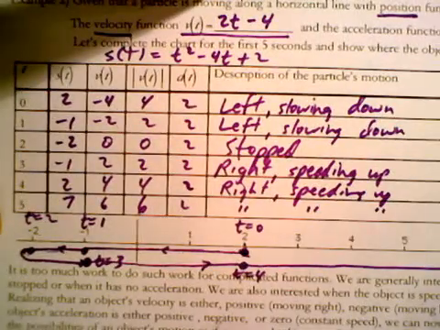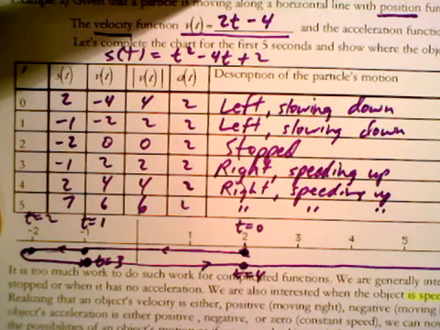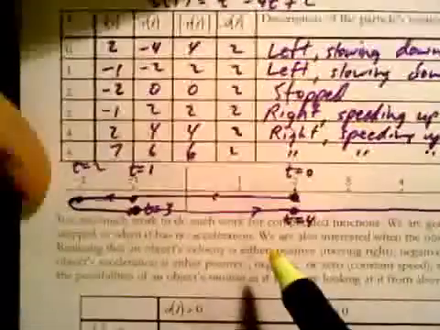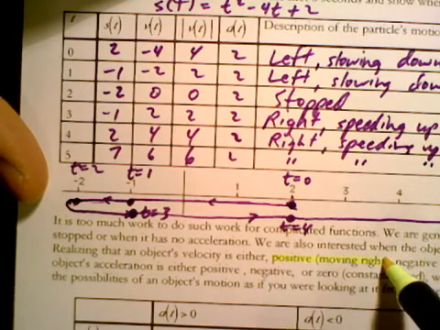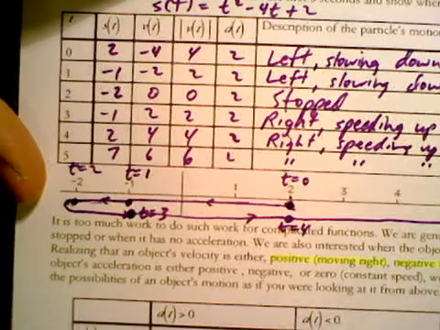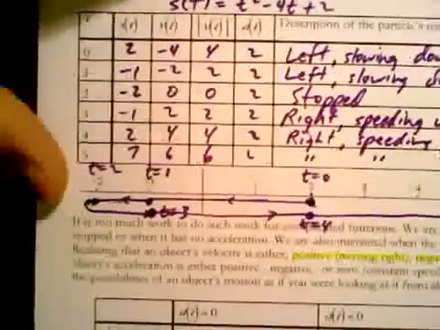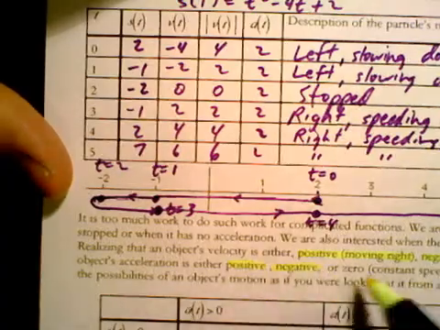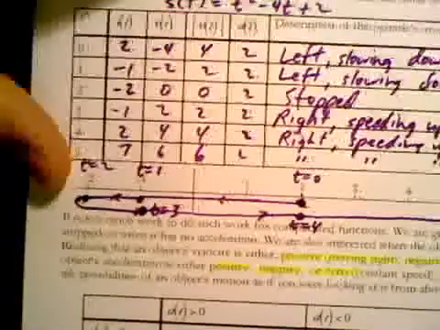We're also interested in when the object is speeding up or slowing down. Maybe I already jumped the gun on that. Realizing that an object's velocity is either positive, moving right, or negative, moving left, or 0, stopped, and an object's acceleration is positive or negative or 0, we can now use a chart to determine all the possibilities of an object's motion.